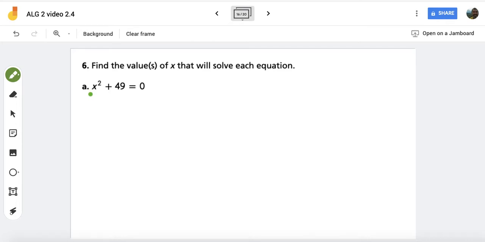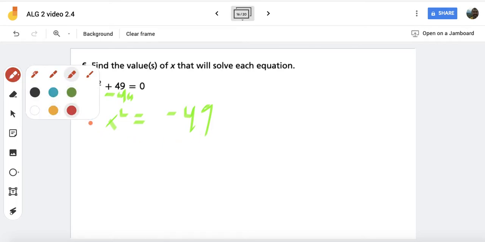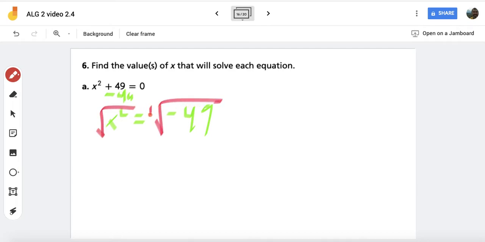If it's just x squared plus or minus something, I'm going to subtract 49 from both sides and get x squared equals negative 49. And then I'm going to take the square root of both sides. This is the way I do it, a little bit different than the book. Take the square root of both sides, and it can be positive or negative, whatever I get, right?